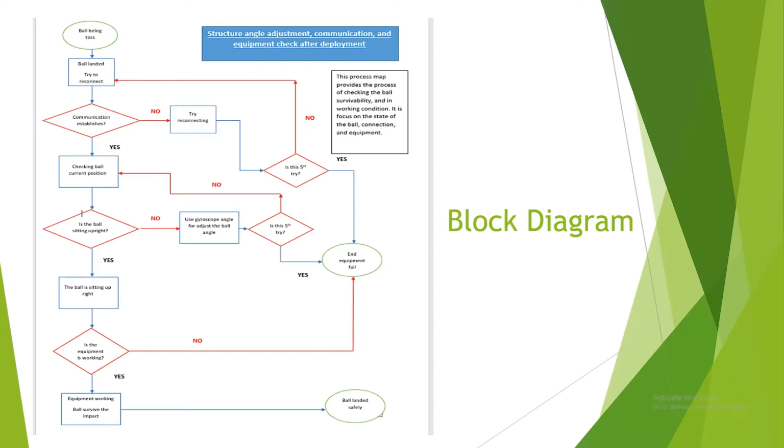Next slide, please. So, the system block diagram. The ball is being tossed and landed, and whether the ball has landed and connected to the sensors correctly or not will let us know if the equipment is failing. But if the ball is landed correctly and every piece of equipment is connected and working, then we can say that the ball has landed safely through this diagram. Next slide.